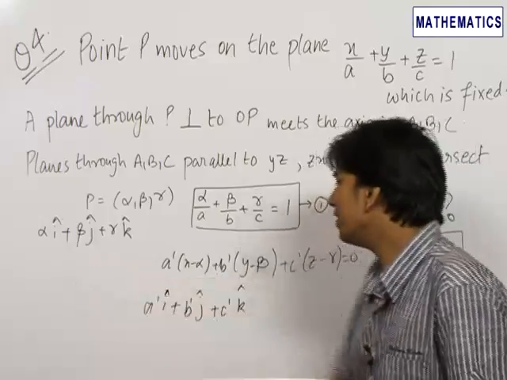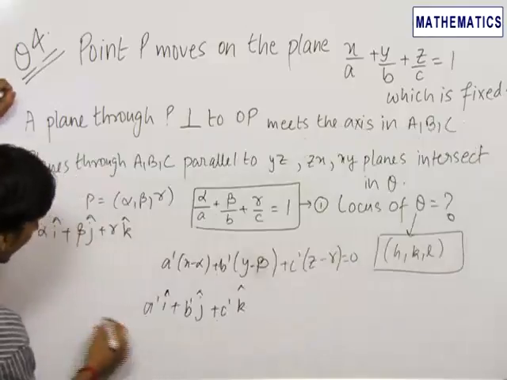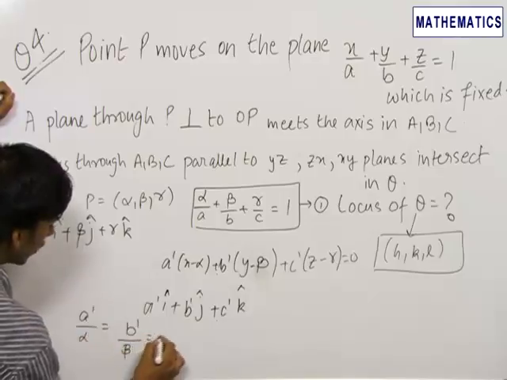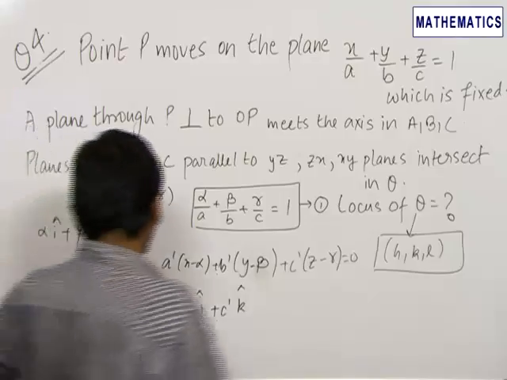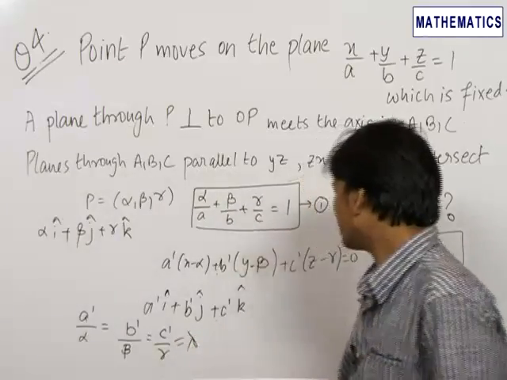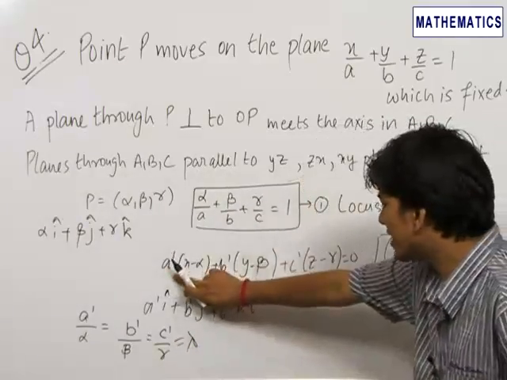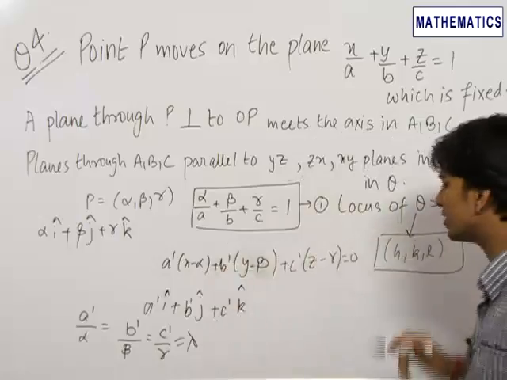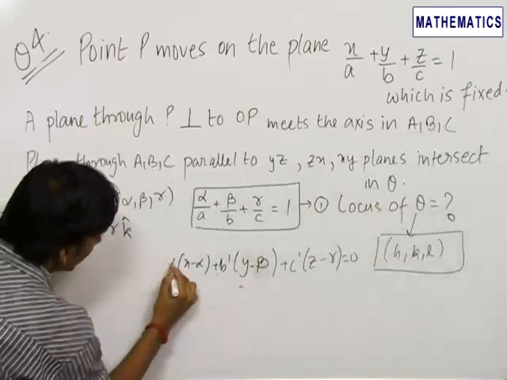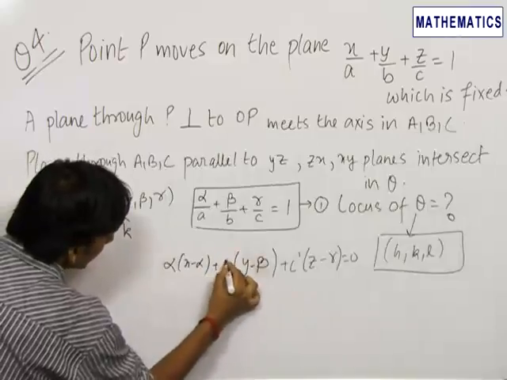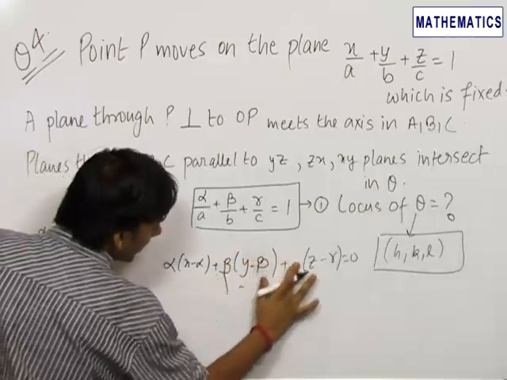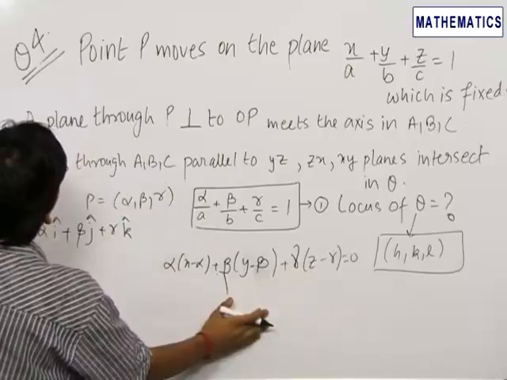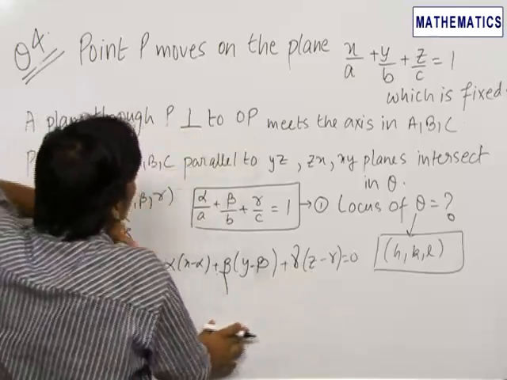Now both of these are parallel, therefore we can write a dash upon alpha is equal to b dash upon beta is equal to c dash upon gamma. Let this be equal to some constant lambda. Therefore a dash can be written as alpha into lambda, b dash as beta into lambda and c dash as gamma into lambda. Lambda will cancel, therefore we can write alpha over here, beta over here, and gamma over here. So this is the equation of the plane which is passing through P and perpendicular to OP.